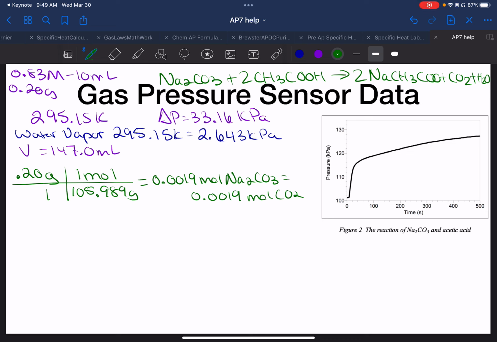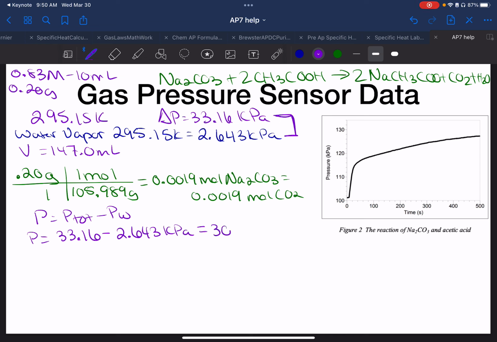Okay, so now we're going to get into our equation. So P equals P total minus P water. And so my P equals 33.16 minus 2.643 kilopascals. Okay, so just taking these two values here, we're going to get 30.52 kilopascals. So we're just correcting for the water vapor that's present in there.